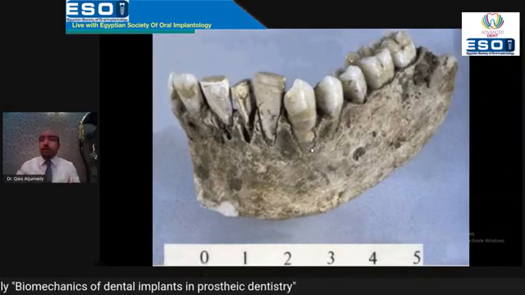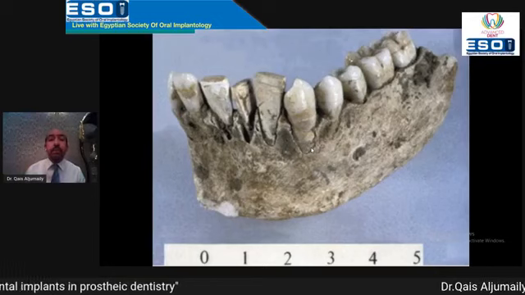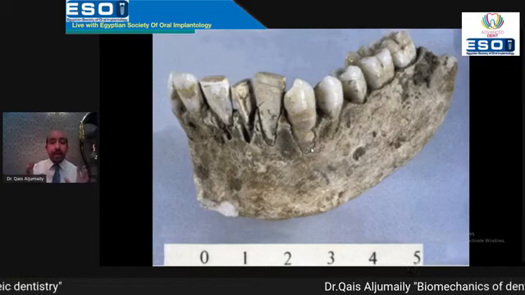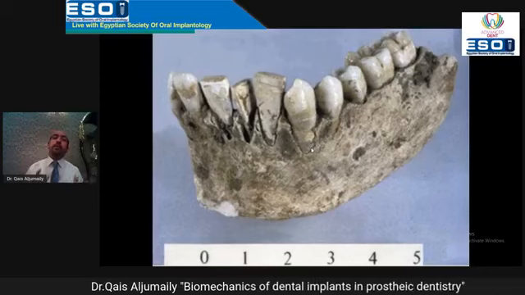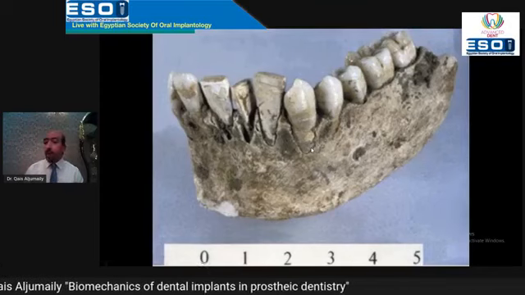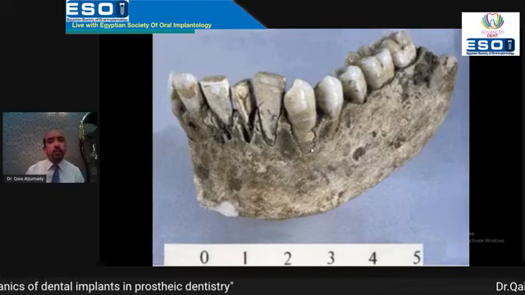This is not my case. This is from a textbook. I just want to show you that the idea is that we have to think about the prosthesis before starting our surgical part. Of course, the dental implant is not new.